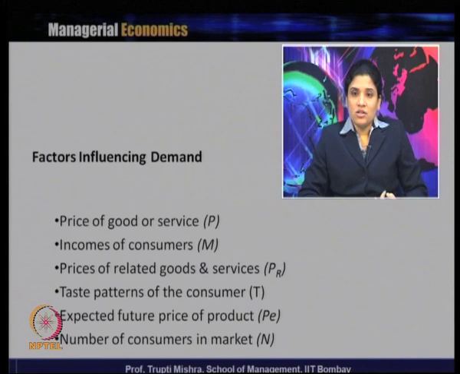So one is price of the product, second one is the income of the consumer, third one is the price of related goods and services. The related goods and services in question can be substitute good, can be complementary good. So price of substitute good, price of complementary good also influence the demand for this typical good.